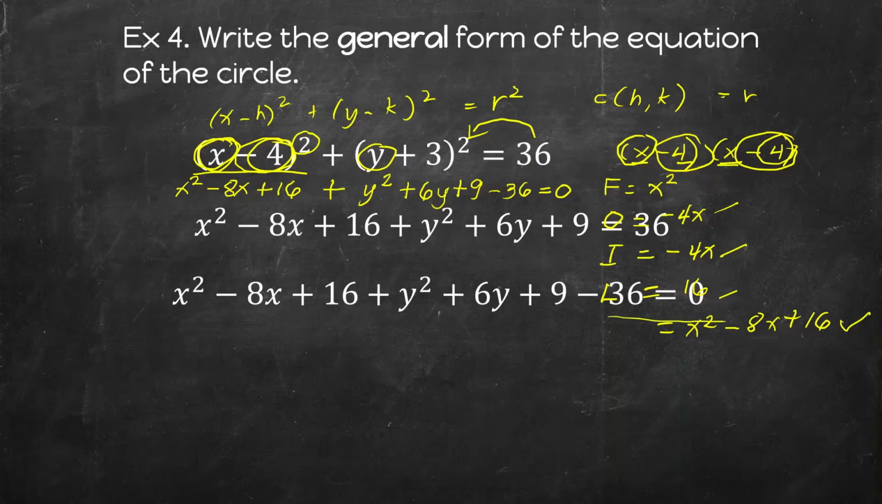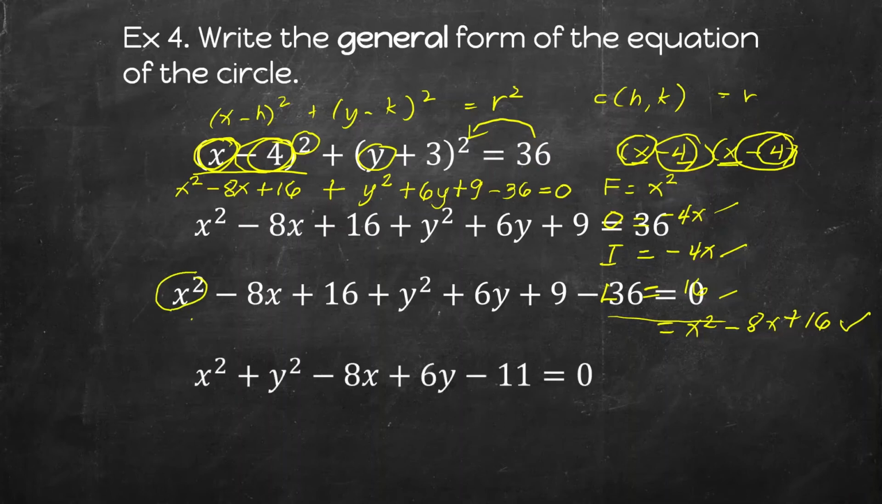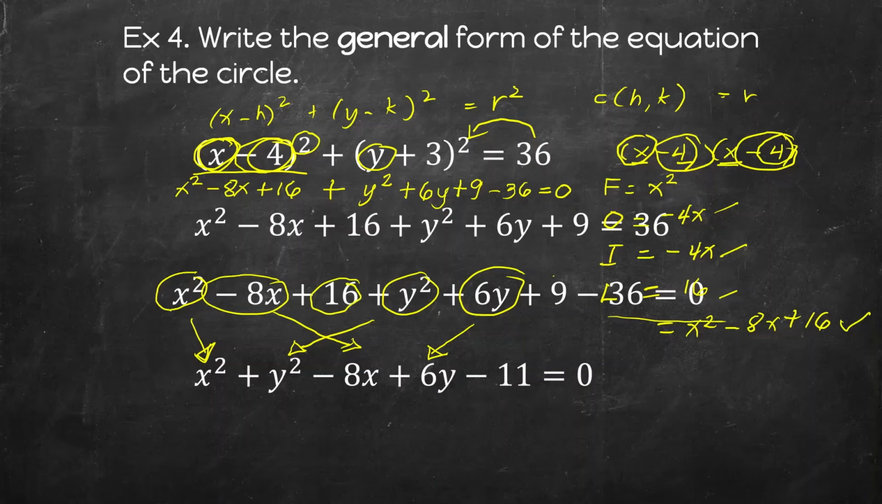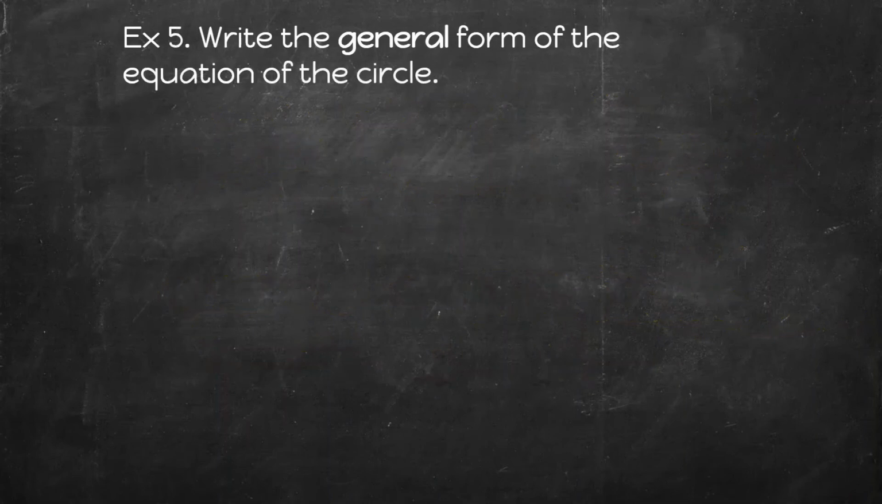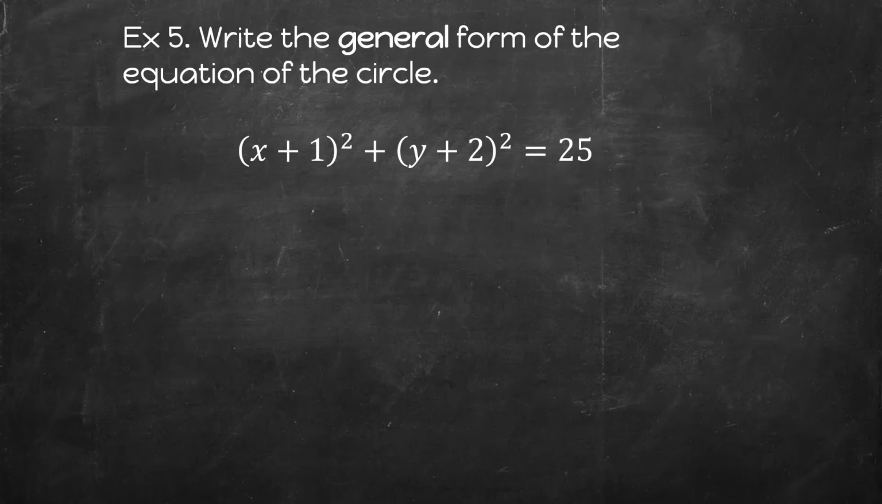And then, pag sama-samahin lang natin, unahin natin to, si x squared. Ayan. Si x squared, yun muna. Followed by ni y squared. So, lagay natin sa pangalawa. Followed by ni negative 8x. Ayon. Followed by si 6y. Ilalagay siya. And then, 16 plus 9 minus 36 is equal to negative 11 equals 0. So, yun na yung ating standard general equation.